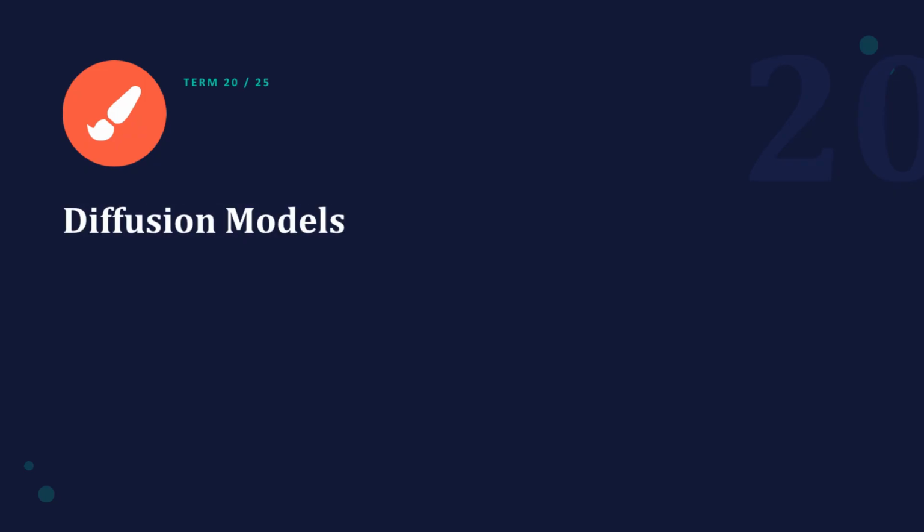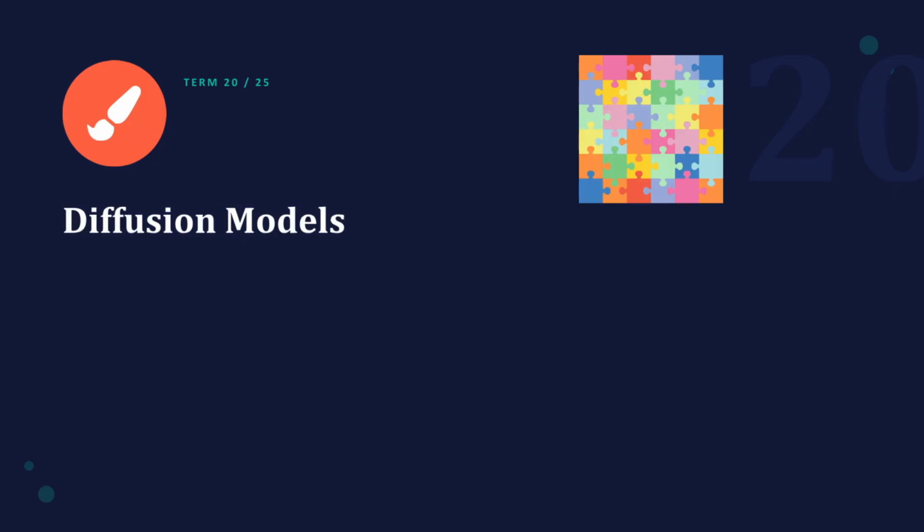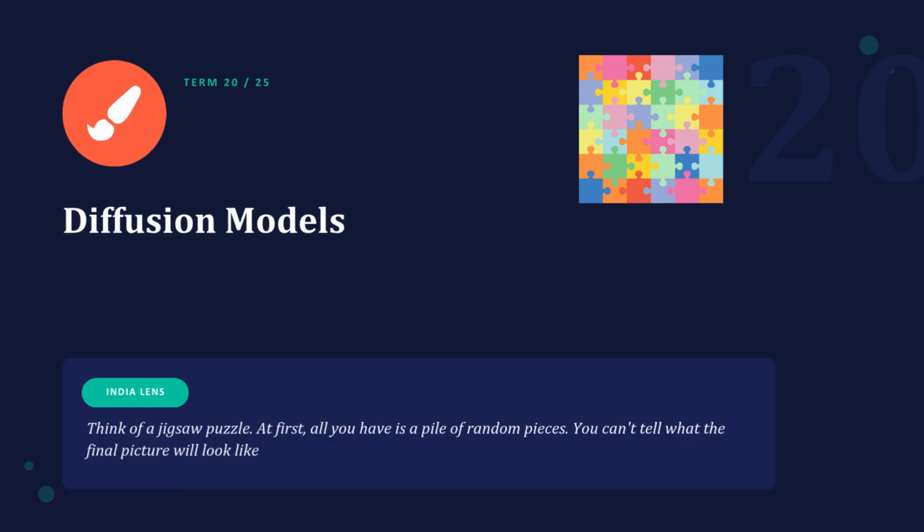Diffusion models are like a jigsaw puzzle. At first, all you have is a pile of random pieces. You can't tell what the final picture will look like. But as you place the right pieces one by one, the picture slowly becomes clear. Diffusion models work in a similar way. They start with random noise and gradually remove it step by step until a clear image appears.